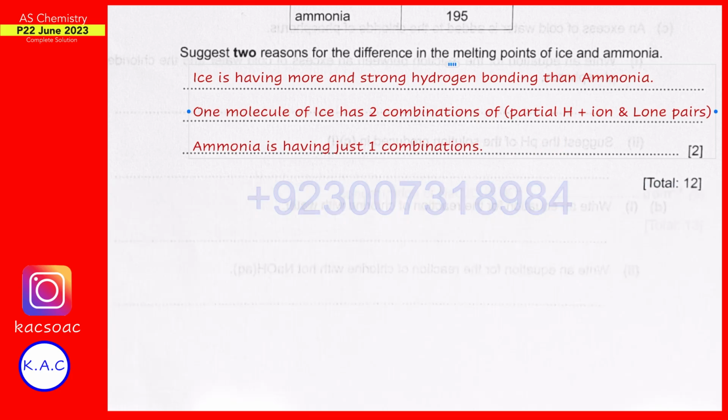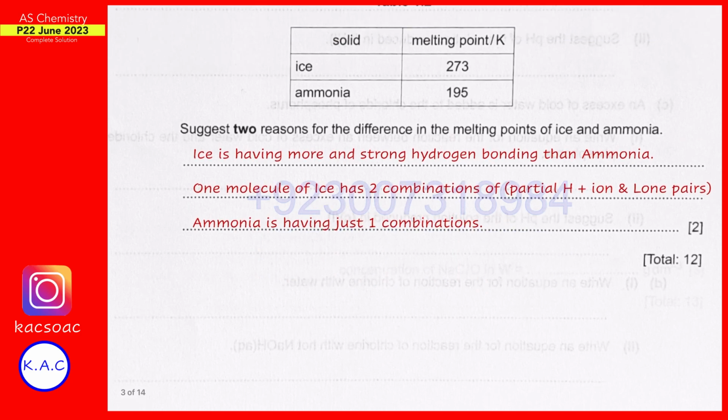So ammonia is making two bonds and ice is making four hydrogen bonds. More hydrogen bonding is present here, more hydrogen bonds and stronger hydrogen bonds. As compared to ammonia, which makes fewer hydrogen bonds, just two, a molecule of water is going to make four hydrogen bonds.